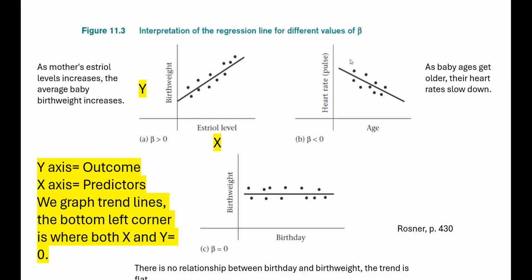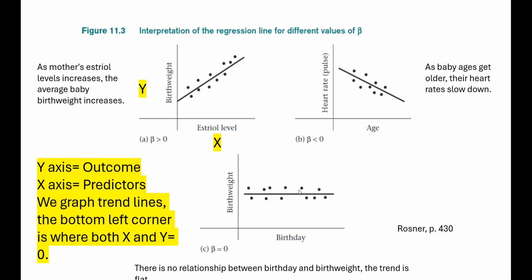On the top right, we're looking at a negative trend. Our outcome is heart rate, and our predictor is age. As baby ages get older, their heart rates slow down, and so pediatric nurses will tell you that babies are born with faster heart rates, and as they age, their heart rates go down. So this is a negative trend.